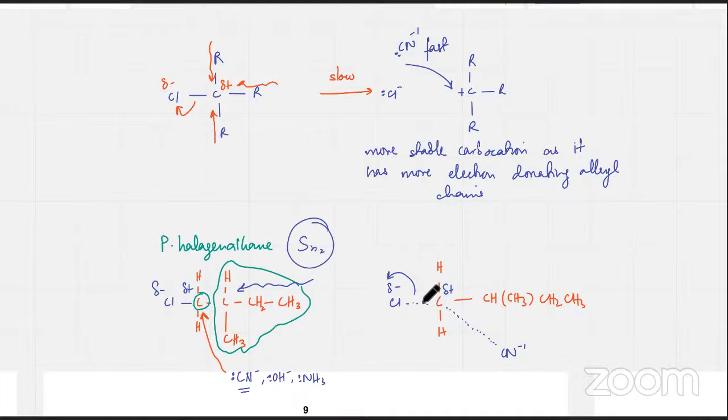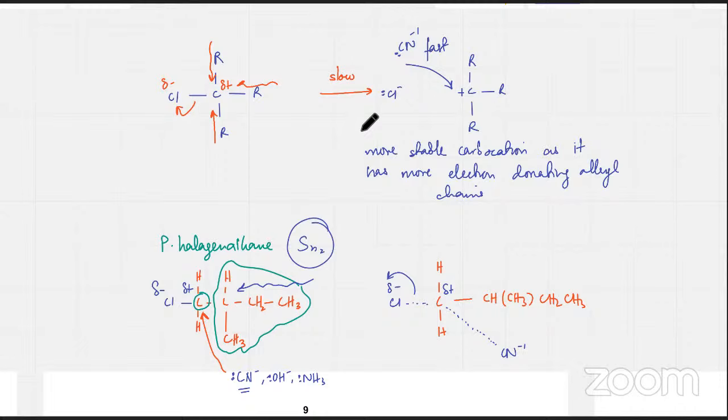So with two alkyl chains, what will happen? That's the middle one, and that could go either way. It depends on the reaction conditions, etc. It could be SN1 or SN2, or it could be a mixture of both. For example, if you have two alkyl chains, that's the middle one. That's the secondary halogenoalkane.